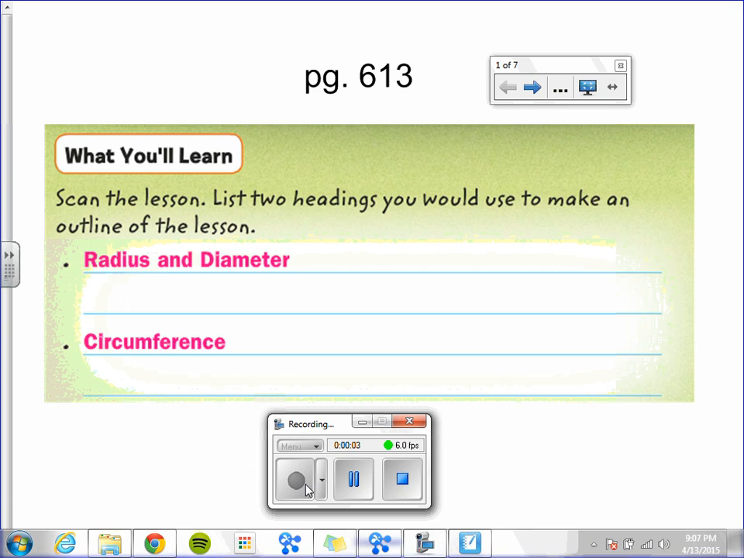Chapter 8, Lesson 1, Circumference. Today you're going to learn about radius and diameter, as well as how to find the circumference. And all of these terms have to do with circles.